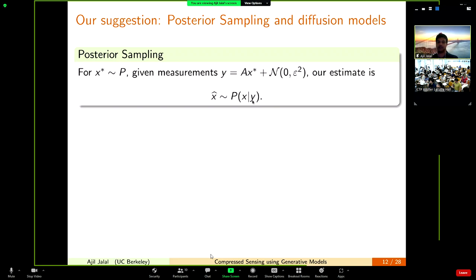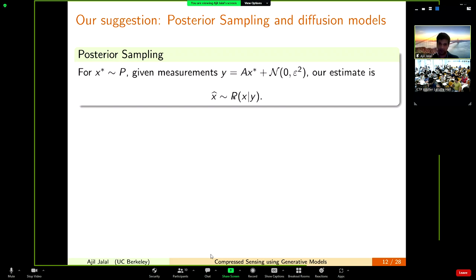Now, if you ask a Bayesian this, they would tell you that this is the obvious thing to do. But I think until very recently, we just didn't have generative models that were rich enough to capture this posterior distribution and to also allow you to sample from it.